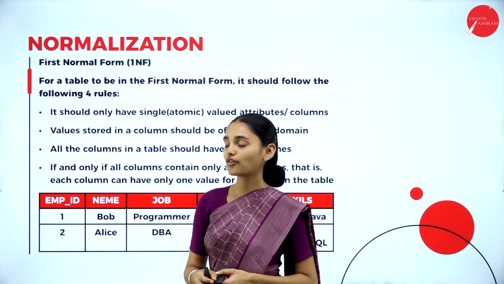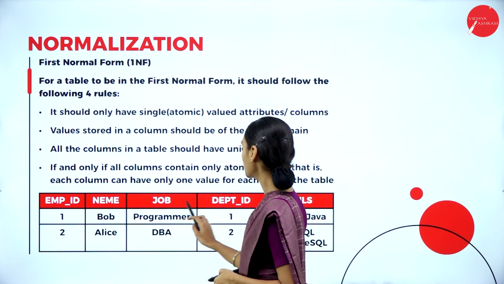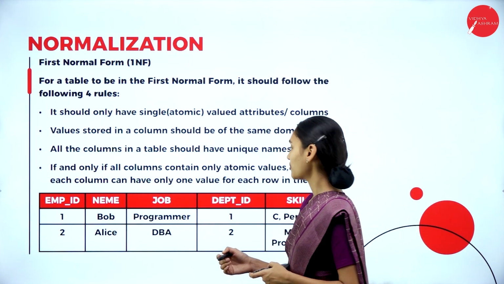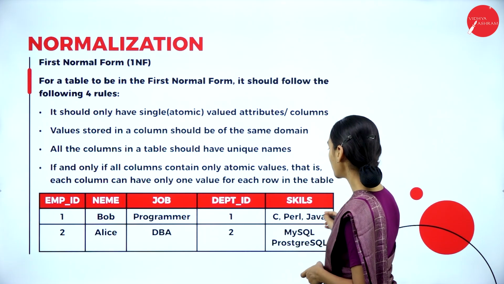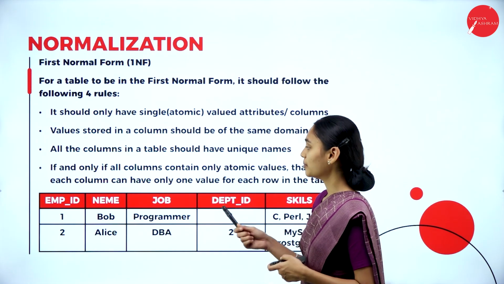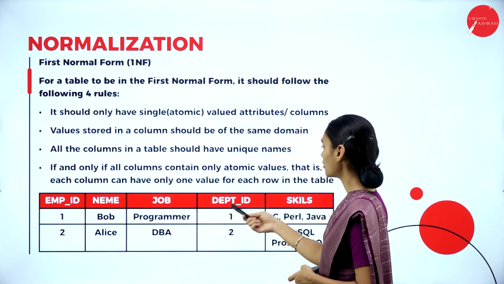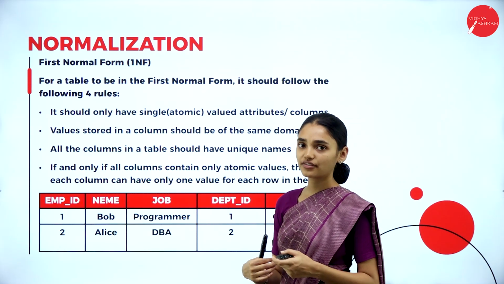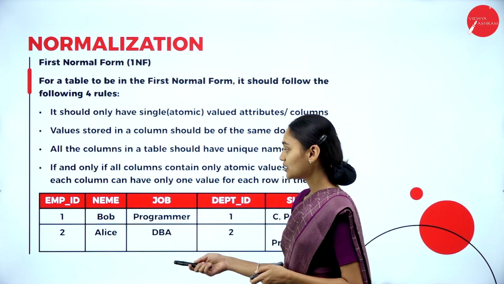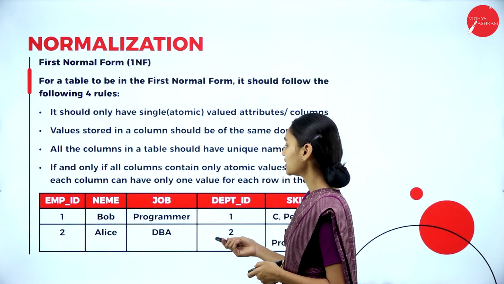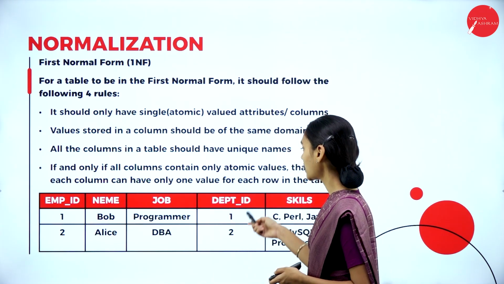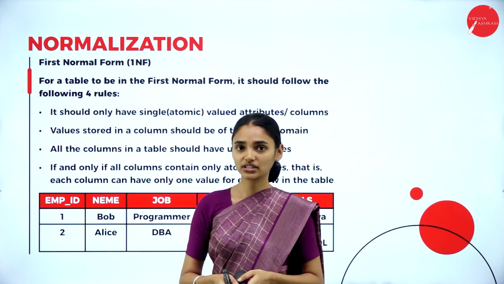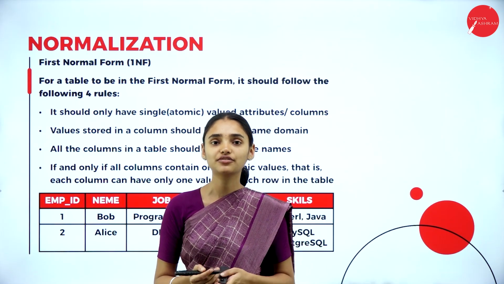An example for the first normal form is employee ID, name, job, department ID and skills. We have to bring this table into first normal form. For that we can make skills one table. The first employee ID is 1, Bob, and Bob's job is programmer, followed by department ID. The skills that we have are C, Perl and Java, which will be included in the first table. The second employee ID is 2, the name is Alice and the job is DBA, that is database administrator, and the department ID is 2, and she has more rows, that is MySQL and PostgreSQL. We can say that the data is in the first normal form.